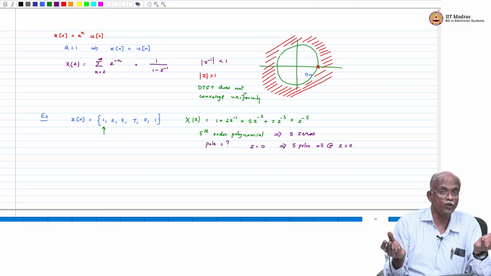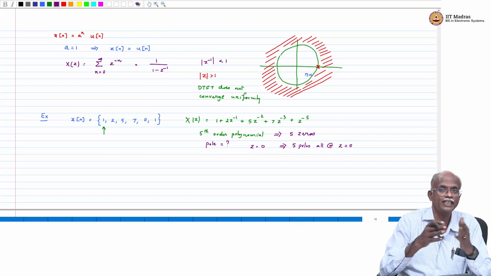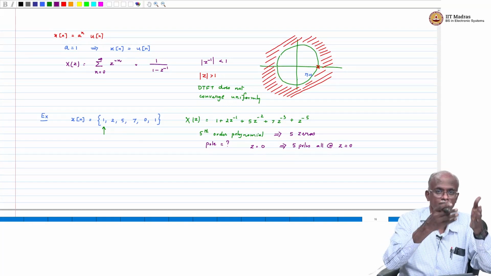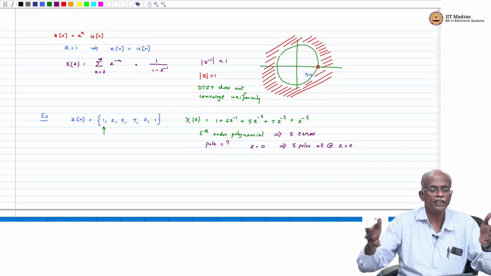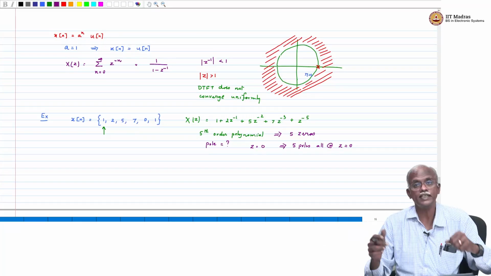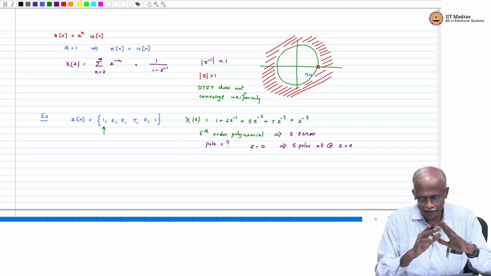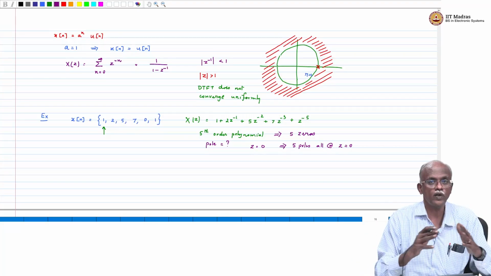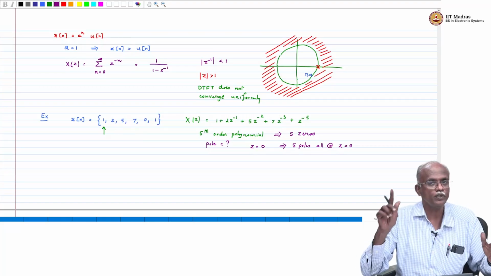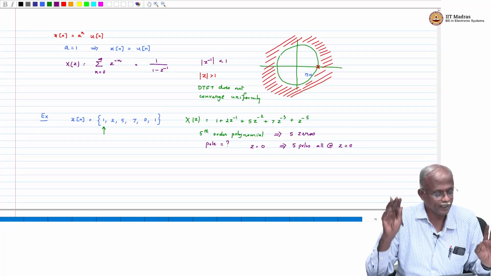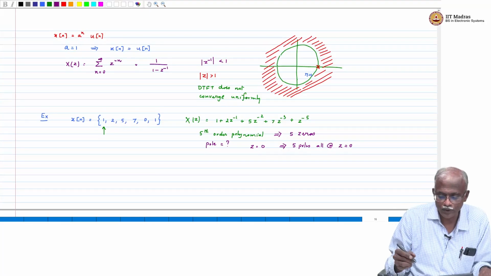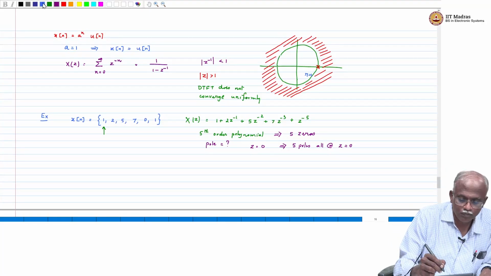So, just as we know that for a finite length sequence, the discrete time Fourier transform will exist if the individual values of the sequence x of n are bounded, in the same manner, we can say that the Z transform for a finite length sequence will always exist, except you have to be careful about Z equal to 0 and Z equal to infinity. Why Z equal to infinity? Just take a simple variation of this.